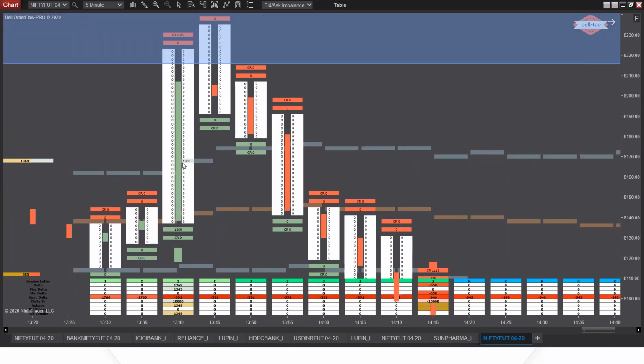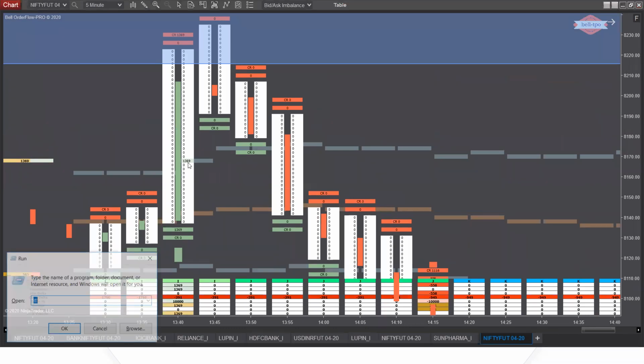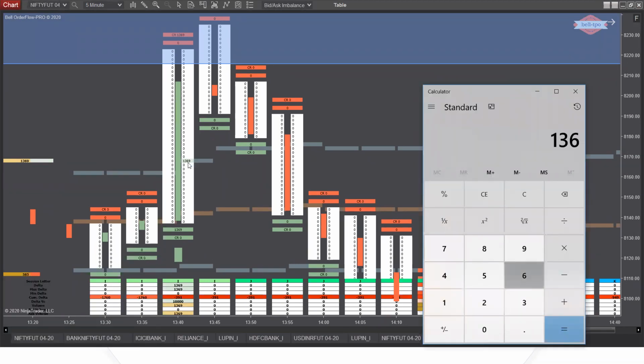Again, you can see 1,369 lots got traded in just that one block. That is 1,369 into 75, so almost 1,26,075 shares got transacted at those levels. These kinds of things definitely cannot be done by small traders, so most likely some bigger traders, HNI traders or institutional traders are involved over there.